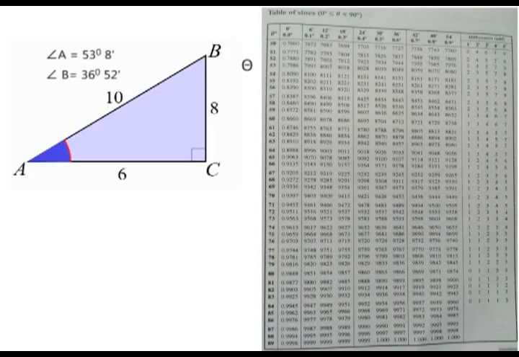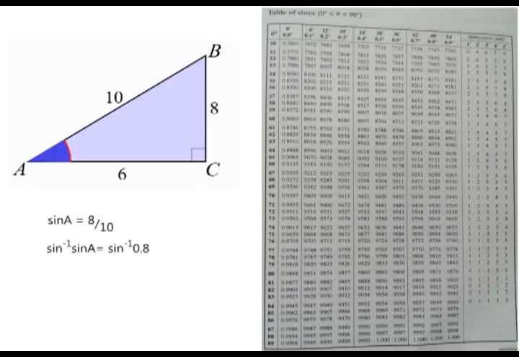Let's go back to our triangle. We know these two angles, but we will remove them and see if we can reproduce them using sine instead of tangent. Angle A, sine A is equal to opposite over hypotenuse, 8 over 10, and that gives us 0.8. Sine inverse of sine A is equal to the sine inverse of 0.8. Sine inverse of sine A is equal to A.